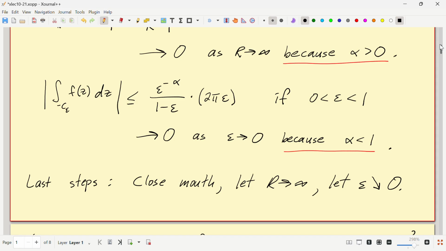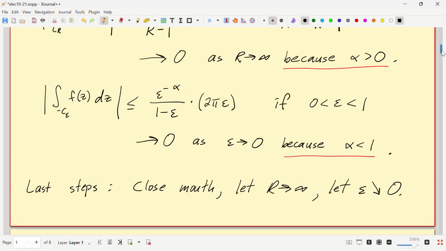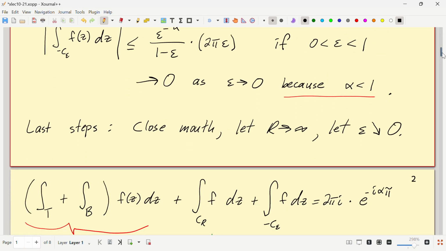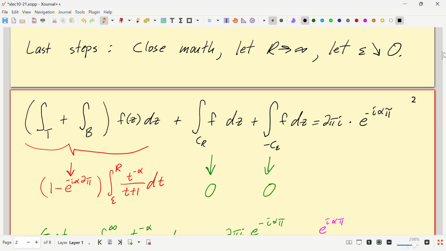The right-hand side goes to 0 for epsilon going to 0, and the left-hand side for the R term going to 0. So remember the last steps in this calculation. First, I'm going to close the mouth. And remember, I calculated that the top and the bottom don't cancel because the log term kicks in and has a different argument on the 2 pi side. On the t side, it's exactly what I want. It tends to the real integral from epsilon to r of the real function.